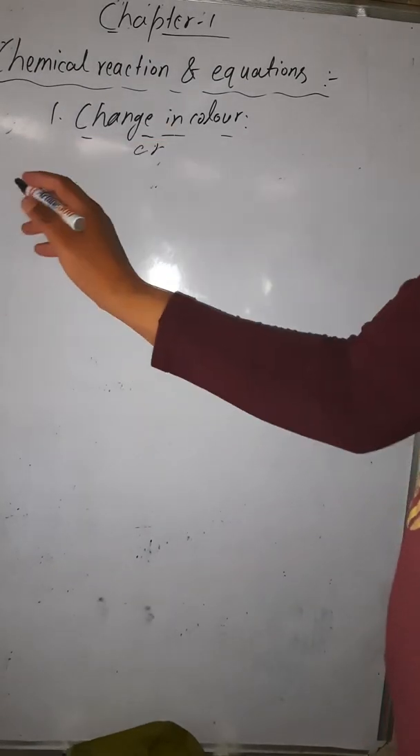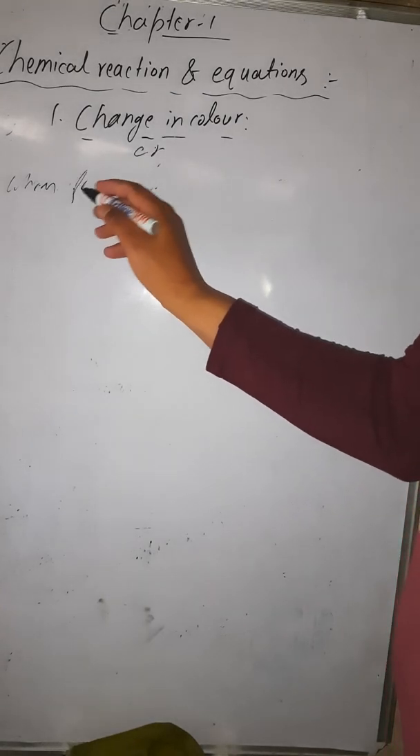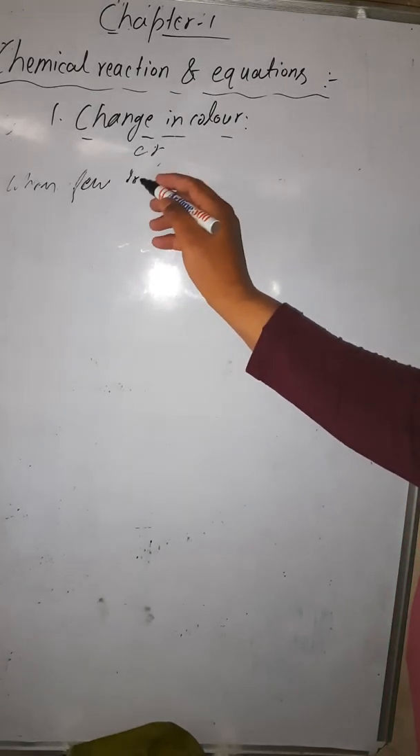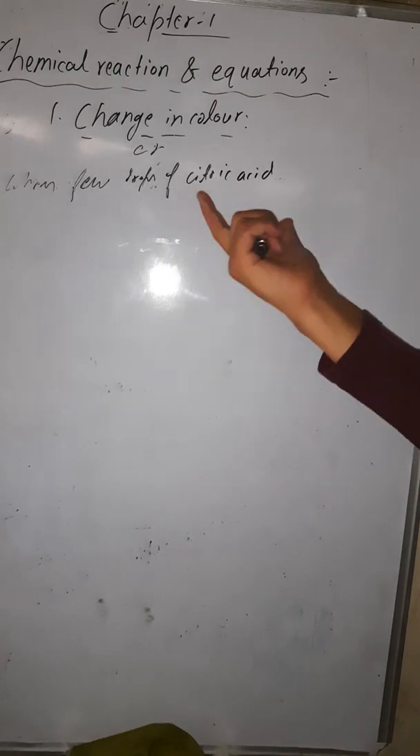Okay, the third example I am taking where a change in color takes place. When a few drops of citric acid, where do you find this citric acid? Where can we find this citric acid? Yes, in lemon, in citrus fruits. In citrus fruits there is citric acid. So you can see citric acid which is present in lemon.